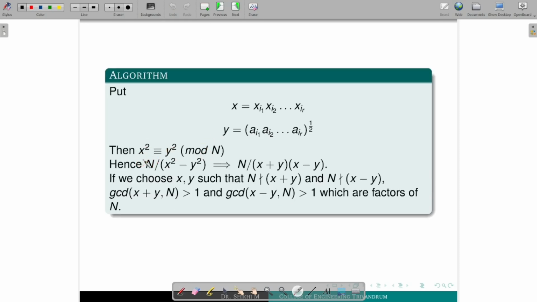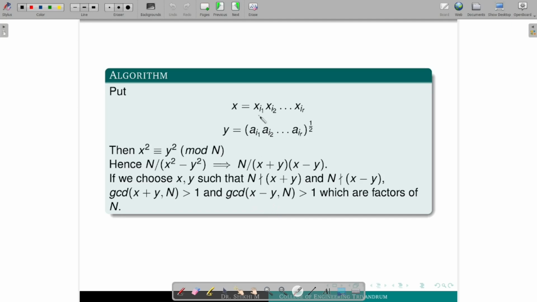That means that n divides x square minus y square, which implies n divides (x plus y)(x minus y). And we have to choose x and y in such a way that n doesn't divide x plus y and n doesn't divide x minus y. Then GCD of x plus y and n is greater than 1 and GCD of x minus y and n is greater than 1, which are factors of capital N. So this is a way in which we will factorize capital N.